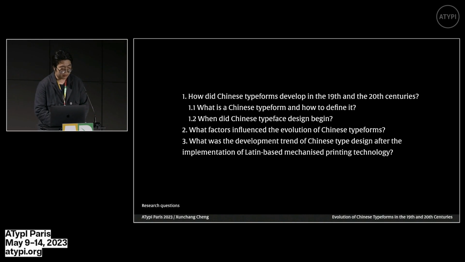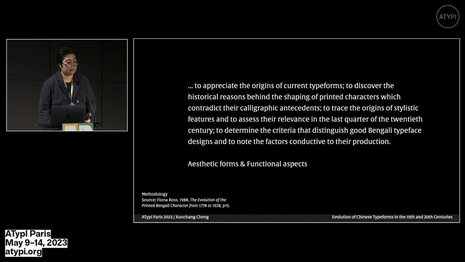And here are my main research questions. How did Chinese typeform develop in the 19th and 20th centuries? What factors influenced the evolution of Chinese typeforms? What was the development trend of Chinese type design after implementation of Latin-based mechanized printing technology? And regarding the methodology, I based it on the approach of one of my supervisors' pioneering research, the printed Bengali character and its evolution, which is applicable to a great variety of script typeface development, and I combined that methodology with the characteristics of Chinese characters.